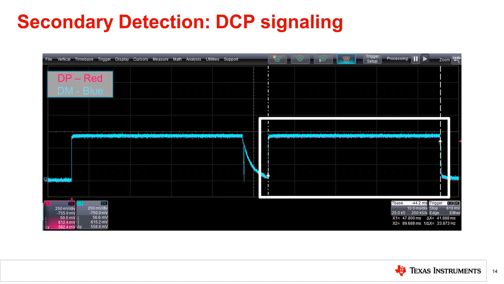As shown on the right-hand side of this scope plot, if the PD is connected to a DCP, the voltage on DP will be higher than the internal voltage reference. Then, the PD will determine it is connected to a DCP, turn off the voltage source on DM, and enable a voltage source or pull-up on DP. The PD can safely draw up to 1.5 amps of current from VBUS.